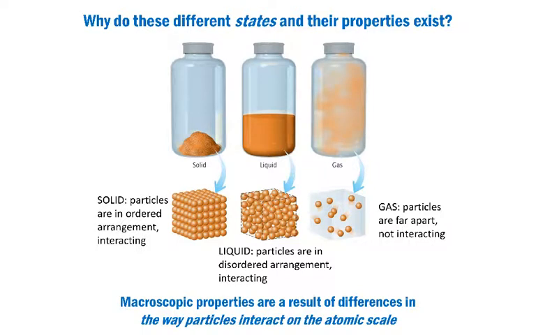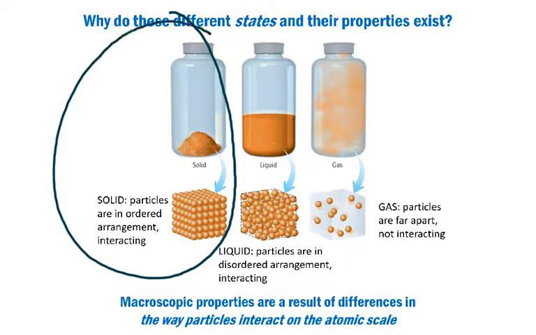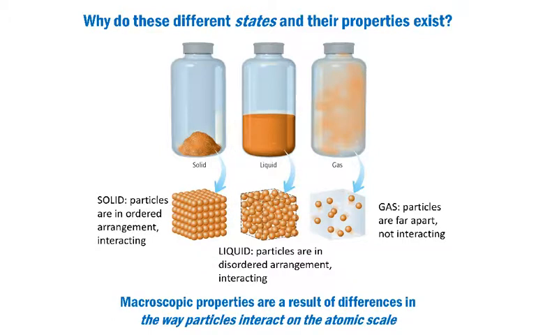So the macroscopic properties that we see are a result of the way the particles interact with each other on the atomic scale. So if we could zoom in on our solid, we would see the particles arranged in a nice ordered structure and arrangement. They are interacting very closely and tightly with each other. They're well packed, highly interacting. They're not moving around very much. That explains some of the properties that we see of solids.